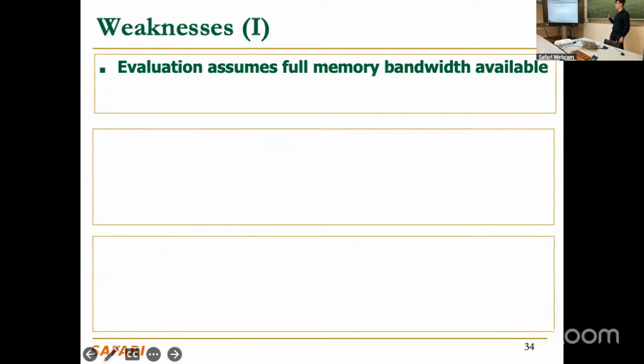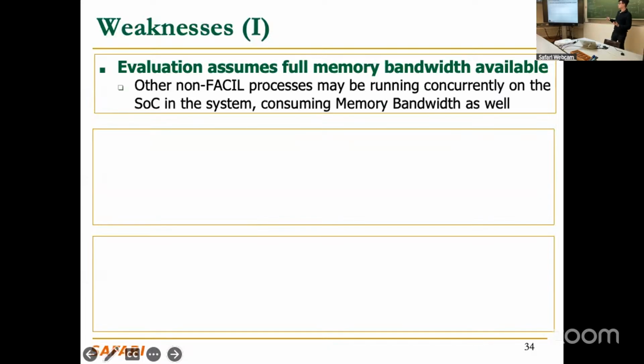The first one is that the evaluation assumes full memory bandwidth availability. This is a big problem because remember that we are targeting edge devices, and on edge devices, most likely there will be other non-Facil processes running concurrently in the system, consuming memory bandwidth as well. So I feel like this is too strong of an assumption.